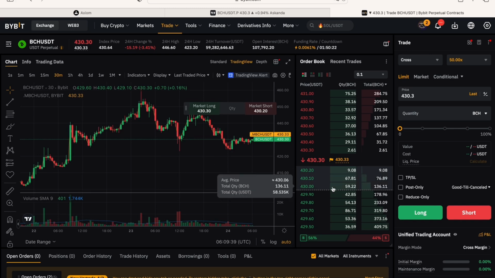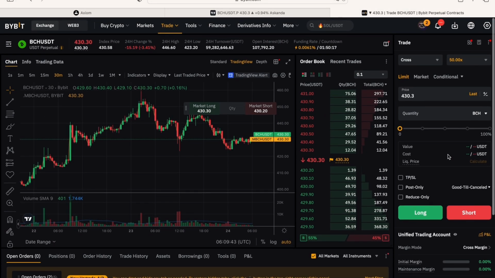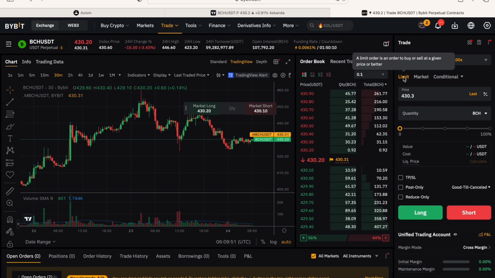Okay, so now that you know the order book, here is the order box. The order box contains the actual trading dashboard, what you are going to be using to take the trade. Now here we have limit order. With a limit order, you want to take the trade at a specific price. So maybe we think when BCH reaches $450 it is going to go down, so we'll put our entry price at $450. Then we can drag our quantity here to 2%. Okay, 2% of $100 is $2.